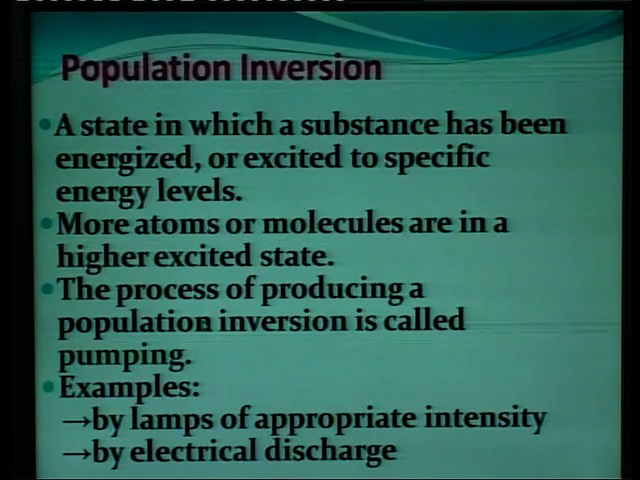Now population inversion is achieved by the process of pumping. Examples are by lamps of appropriate intensity, by electrical discharge, and the third we talked about in the previous slide was by chemical energy also. So these are the methods of achieving population inversion, that is by pumping, and the pumping can be of three types. It can be optical, it can be electrical, it can be chemical.